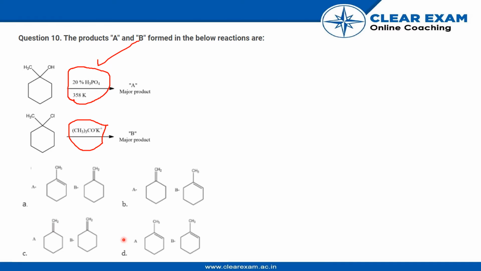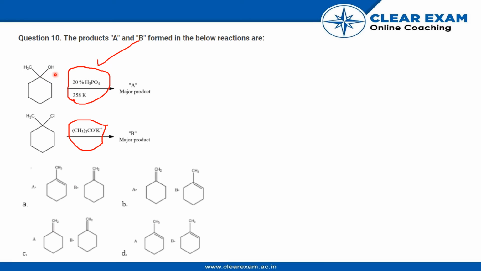It will be having more alpha hydrogens, and as we know, more alpha hydrogens means more possibility of that product being formed, thus it becoming a major product. And if we look over here, we have OH and Cl as the groups that can leave in this case.